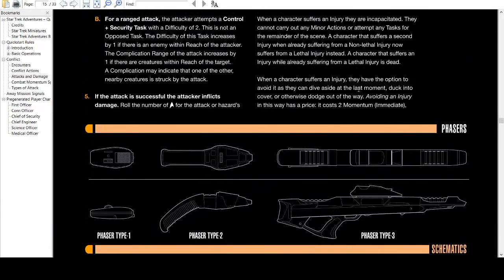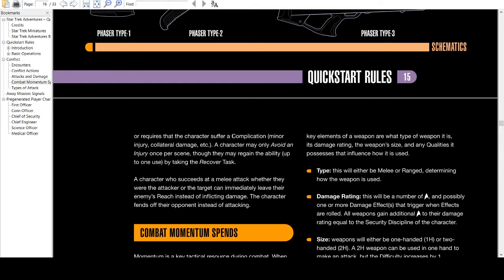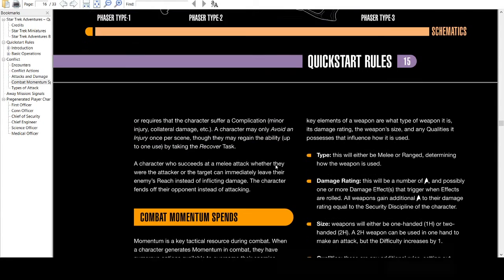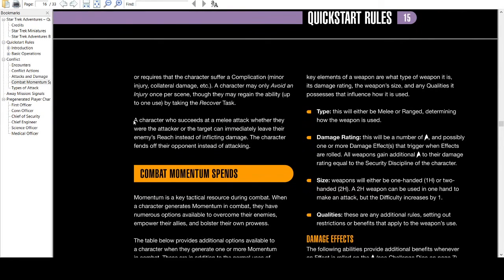So the cost of using avoid an injury is either to spend 2 momentum or to gain and suffer a complication, and you can only do it once per scene, but you can recover that. You can regain the ability by recovering with a melee task. This is another section here, only related to melee attacks, which says that if you succeed on a melee attack, you can choose to disengage from a reach range with the opponent, whether you're the target or the defender, and you do not inflict damage instead.